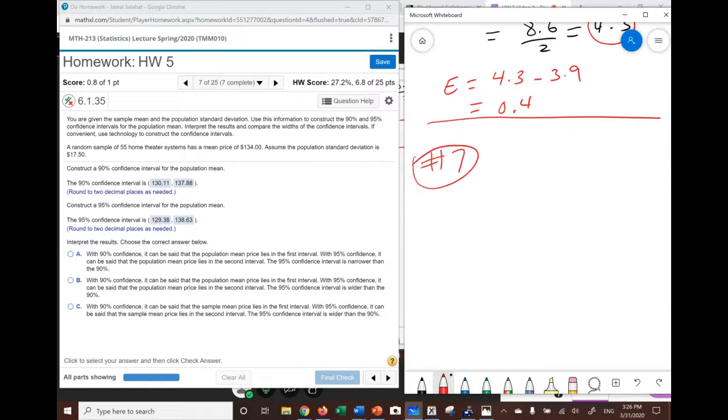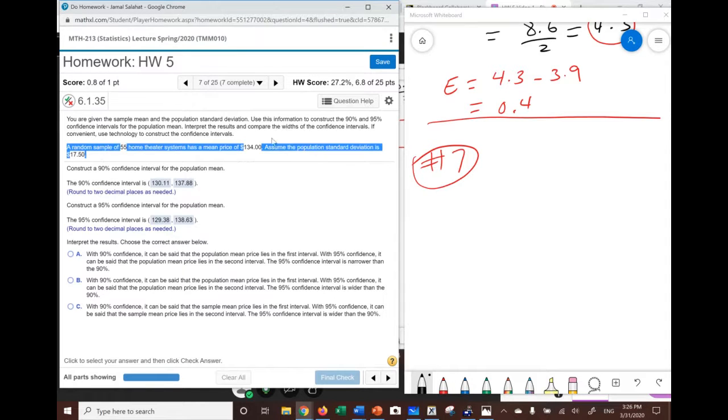In number 7, it is asking us in 3 parts of the problem. Actually, in number 7, let's read in here. In this case, they ask us to find the confidence interval for 2 confidence levels, 90% and 95%. So we're going to do them separate. But what they gave us, let's read in here, and I'm going to highlight the important part.